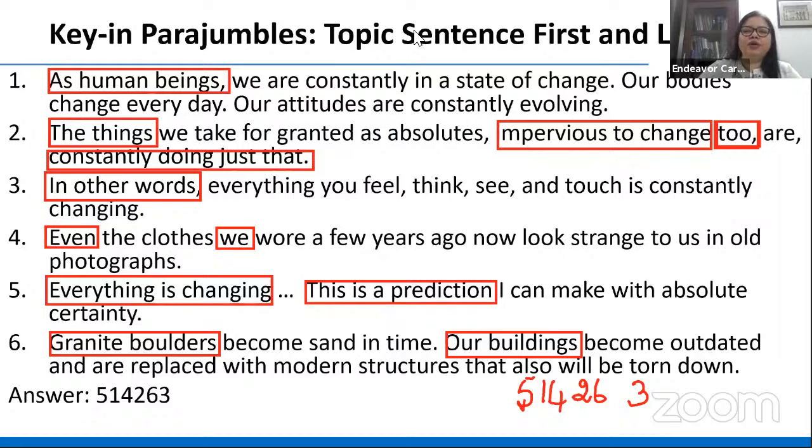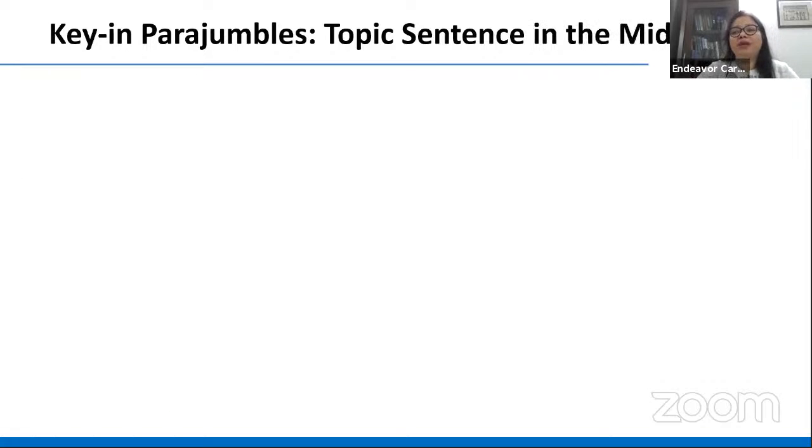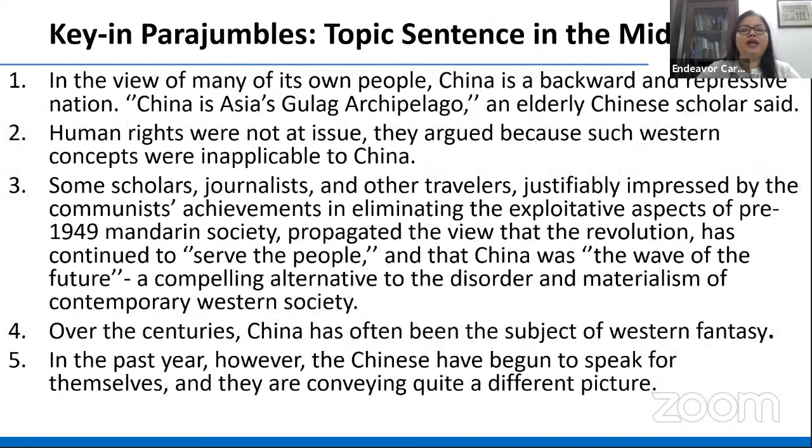All right, let's take a look at the next one and what's going to be our next question. So we looked at topic sentence first, topic sentence last, topic sentence first and last. Let's look at topic sentence in the middle. Those dangerous cat arguments, typical parajumbles tend to be arguments of this kind. Let's take a look at this.